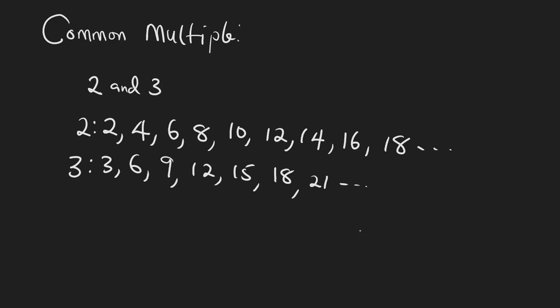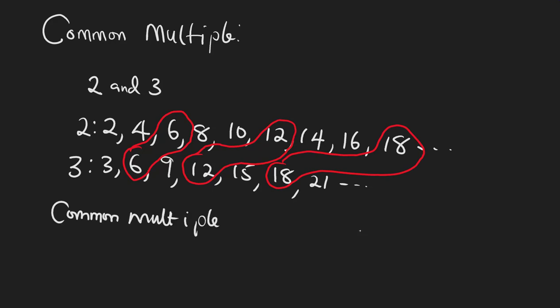So now, as we say that a common multiple is a shared multiple of each set of numbers, the next thing is to check what are those multiples of 2 that can be found in the multiples of 3. The first one we can see is 6. Can you see? 6 is common between 2 and 3. The next one is 12. 12 is a common multiple. We also have 18 in common. So now we can say that the common multiples of 2 and 3 are 6, 12, and 18.